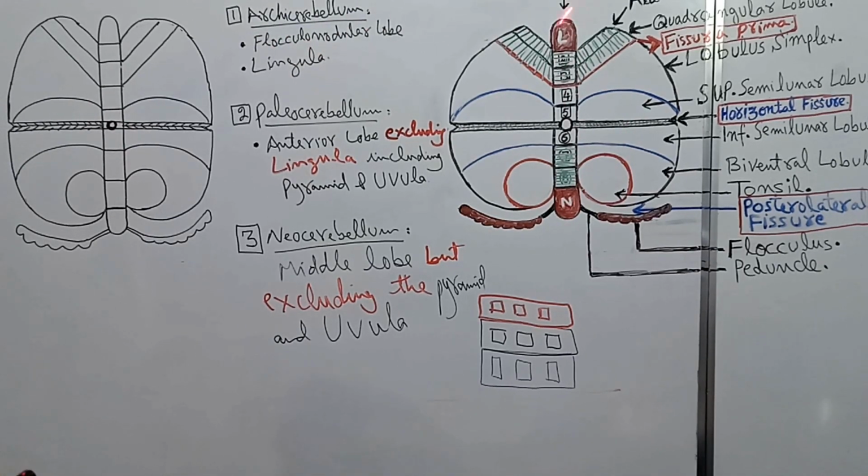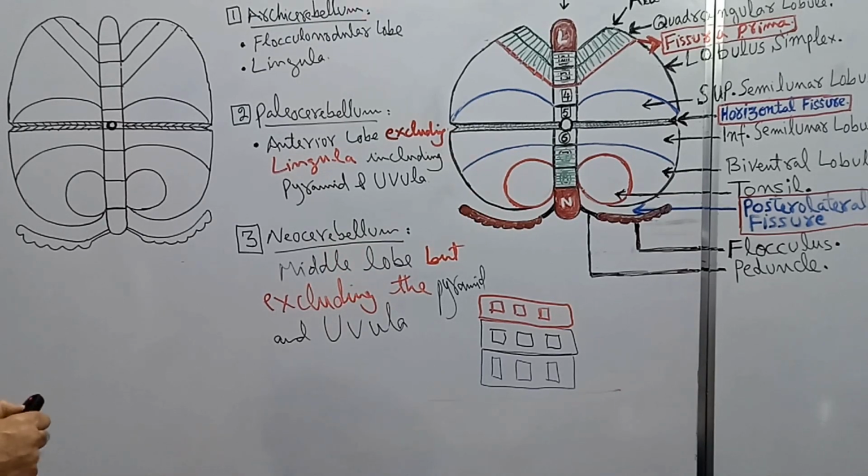Then the second part of the cerebellum which is developed is the paleocerebellum. That is the anterior lobe, excluding the lingula, including the pyramid and uvula. And then ultimately, the middle lobe of the cerebellum is developed, excluding the uvula and pyramid. So this is the last part of the cerebellum to develop, the newest part. This is why it is known as the neocerebellum.